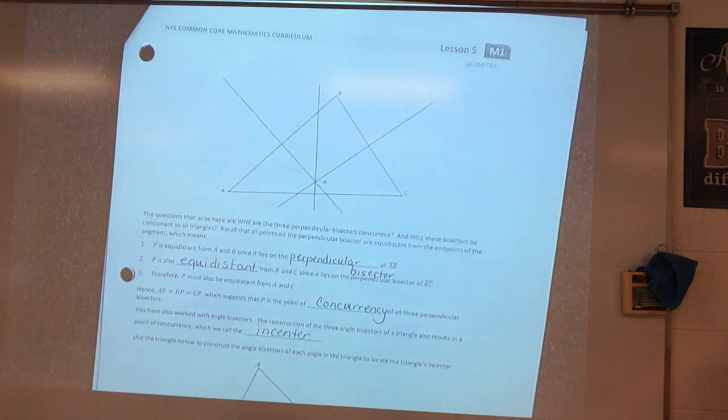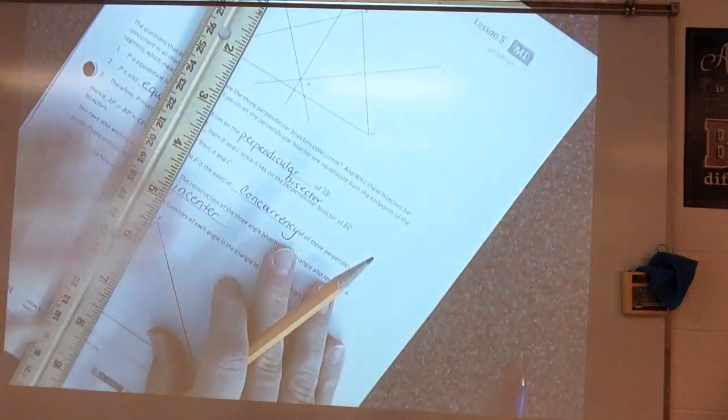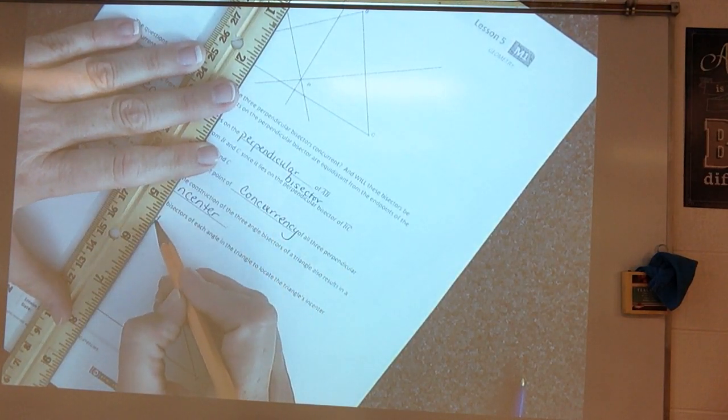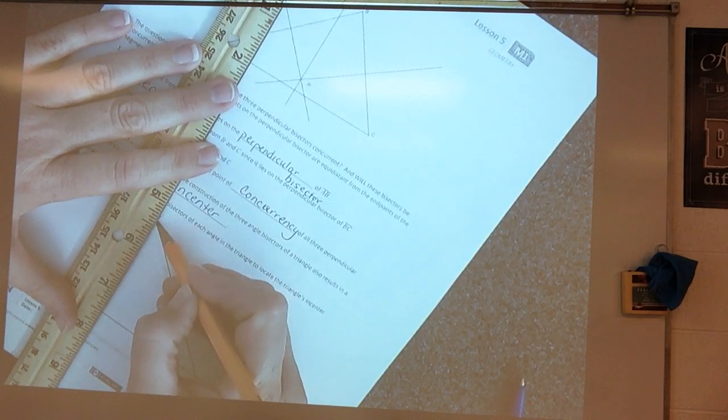Alright, so the angle bisectors. The construction of the three angle bisectors of a triangle also results in a point of concurrency, which is called the incenter. Alright, so it says use the triangle below to construct the angle bisector of each angle in the triangle to locate the angle's incenter. We would actually use our compass and do all of that, but I'm just going to show you for time's purposes.